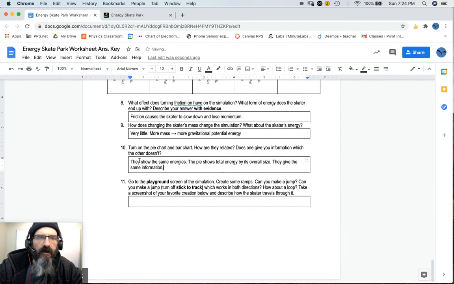All right, go to the playground screen of the simulation, create some ramps. Can you make a jump? Can you make a jump which works in both directions? How about a loop? Well, I'm not going to make one for you. Have fun with that. Show it to me.